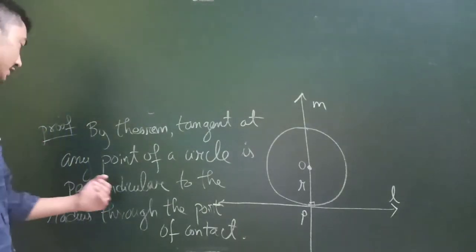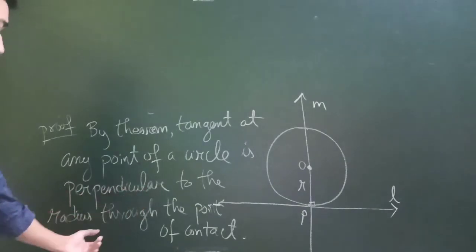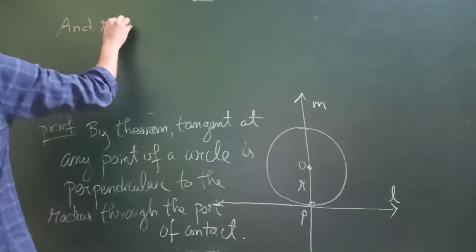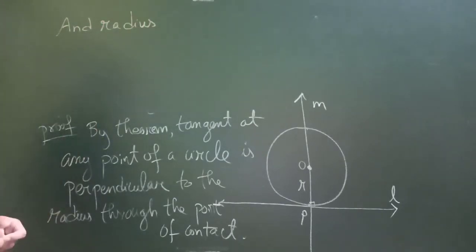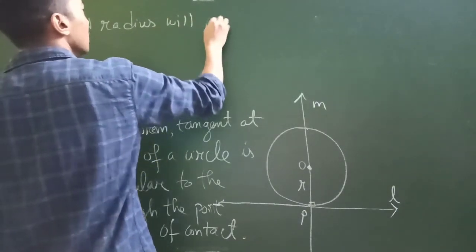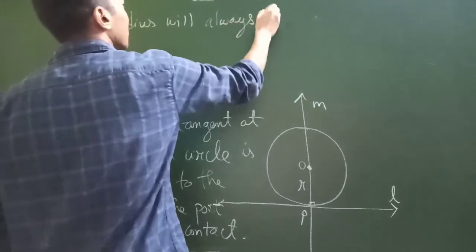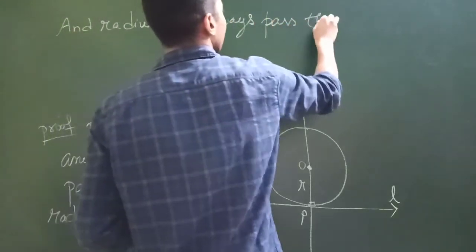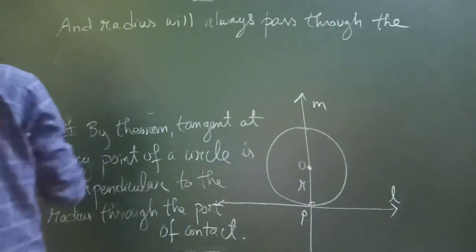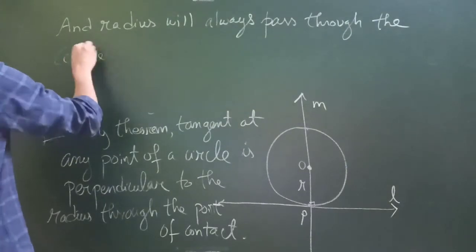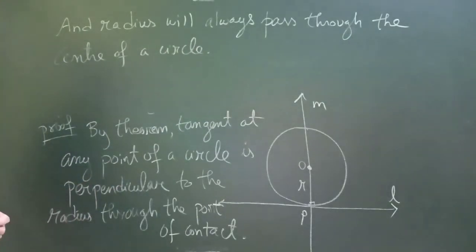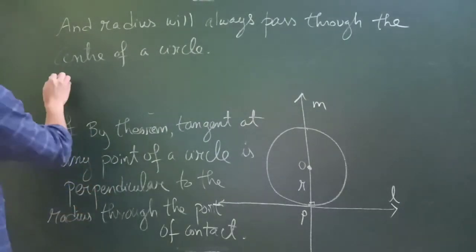So by theorem, we know tangent at any point of a circle is perpendicular to the radius through the point of contact. And radius will always pass through the center of the circle. And radius, universally and factually, will always pass through the center of a circle. So this explanation actually is enough, but I'll just give you a little bit more.